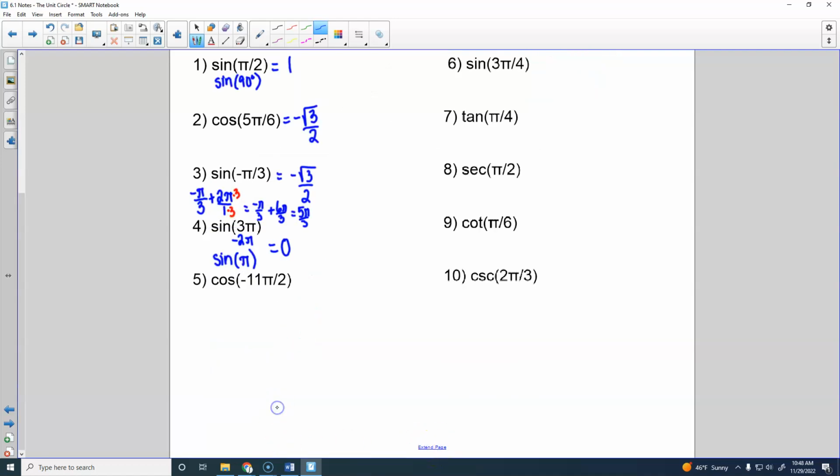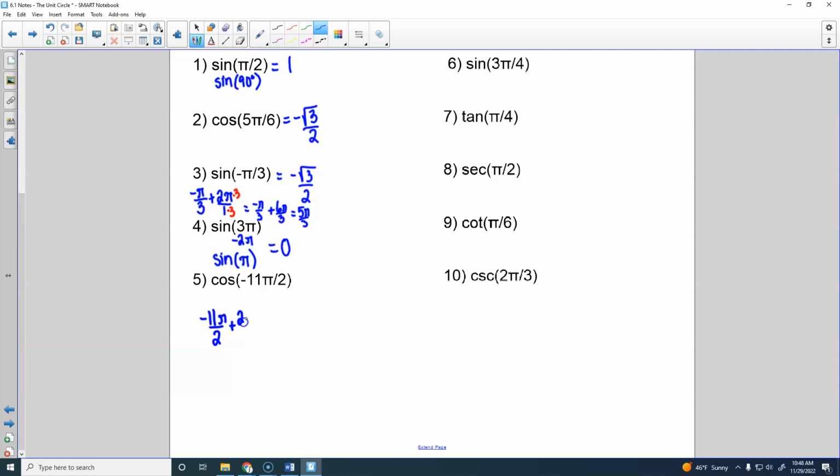All right, here's one that's a little harder to do visually, although you can do it visually. I'll show you in a second. But negative 11 pi over 2. Is it on the unit circle? No. Is it too big or too small? Too small. So if it's too small, we want to add 2 pi till we get something that's on the unit circle. So negative 11 pi over 2.